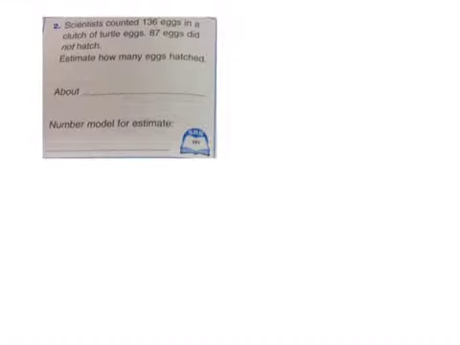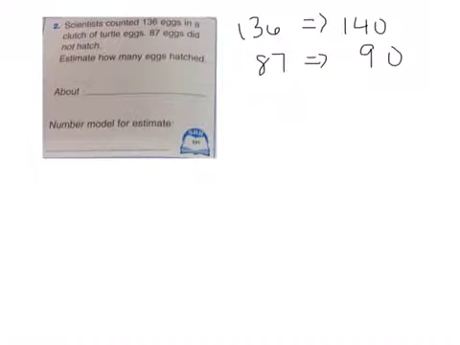Scientists counted 136 eggs in a clutch of turtle eggs. 87 eggs did not hatch. Estimate how many eggs hatched. For this problem, we're going to estimate using our first number of 136, estimating that to the number 140, and our number 87, estimating it to the number 90. And we can find out that this is a subtraction problem because it says 87 eggs did not hatch. How many eggs hatched?